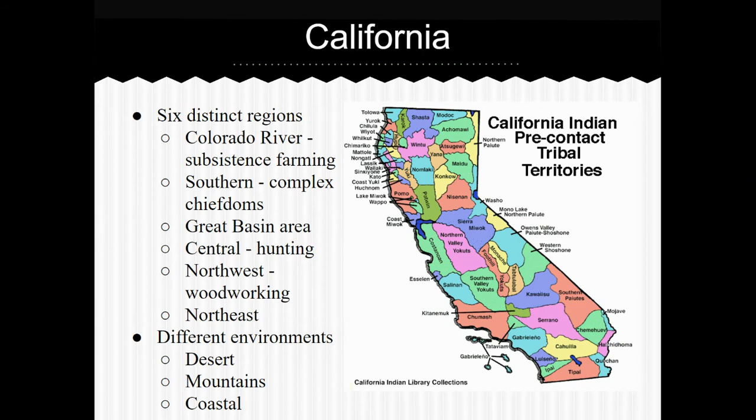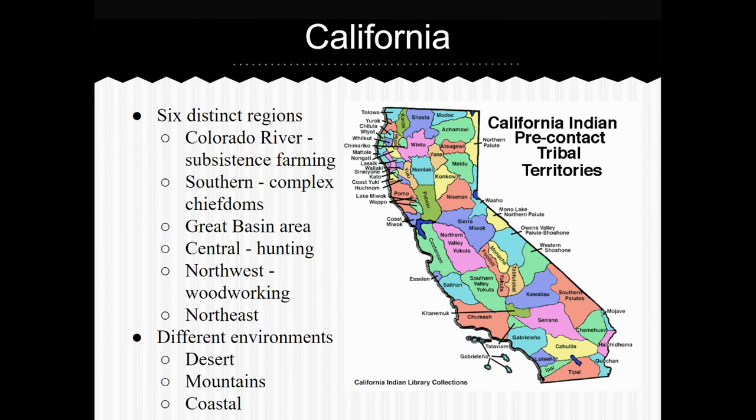little bits of all of these different things. And you can see here in the Colorado River area, they had some subsistence farming to be able to feed themselves. Along the Colorado River, they were able to do irrigation because of the resource there. In the southern area, they were complex. They had chiefdoms. In the Great Basin area, however, it's going to be much more nomadic because it's very similar to what I already talked about in Nevada.